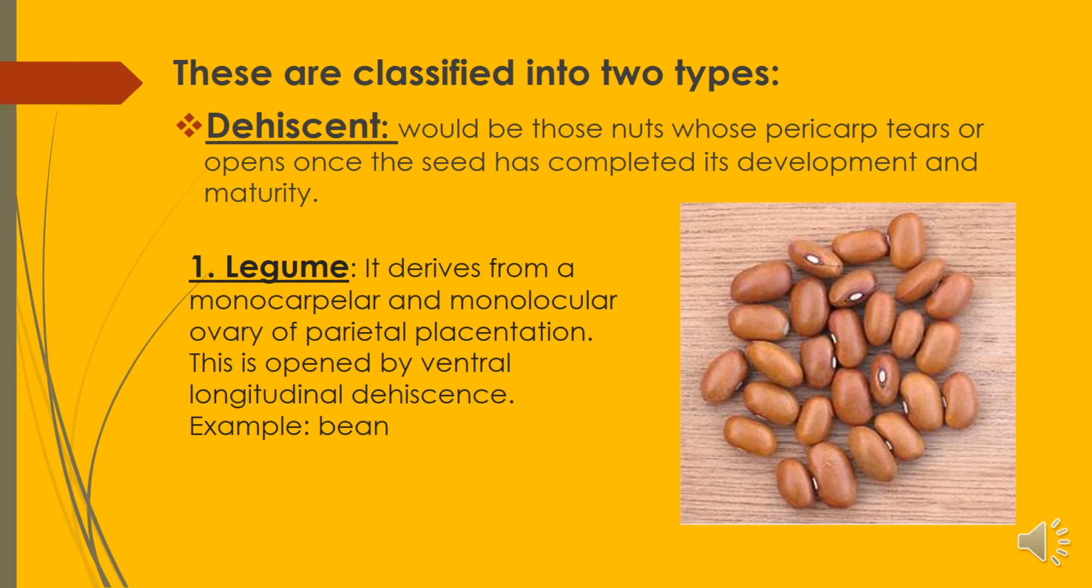These are classified into two types. The dehiscent will be those whose pericarp opens once the seed has completed development and matured. Number 1, legume. It's derived from a monocarpellar and unilocular ovary of marginal placentation. This opens by ventral longitudinal dehiscence. Example: the bean.